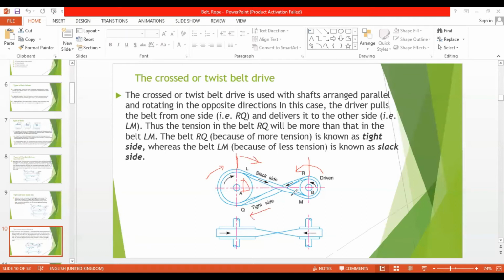Thus the tension in the belt RQ will be more than that in the belt LM, right? The belt RQ, because of more tension, is known as the tight side, whereas the belt LM is known as the slack side. So here RQ is the tight side and LM is the slack side.